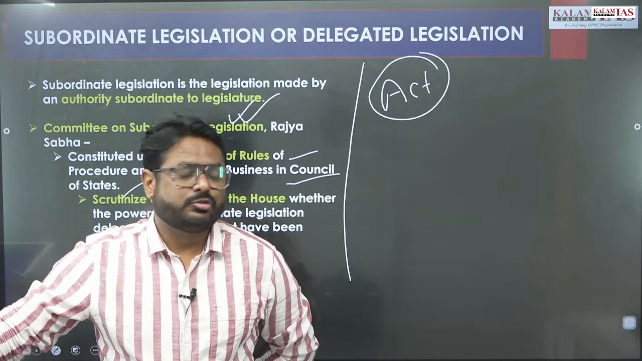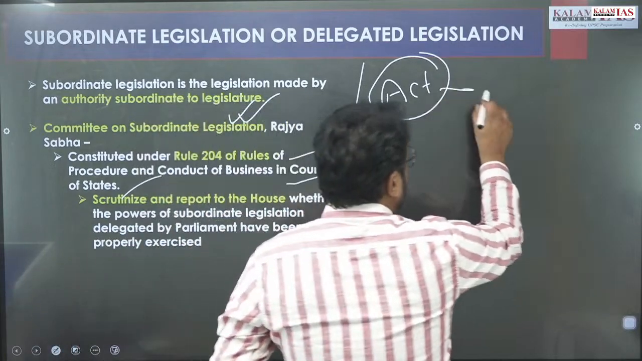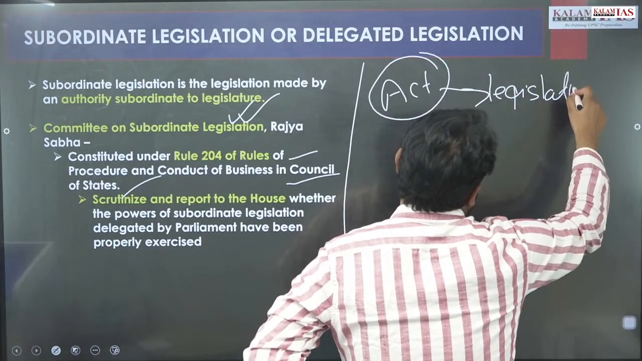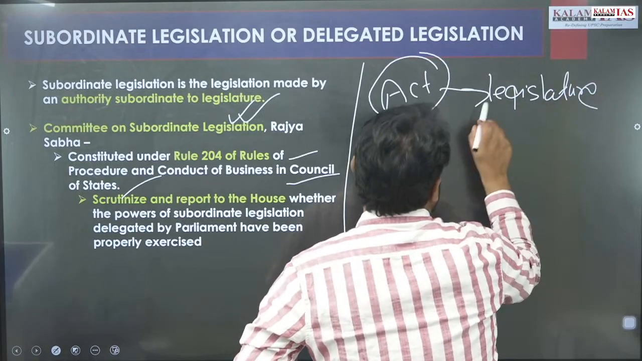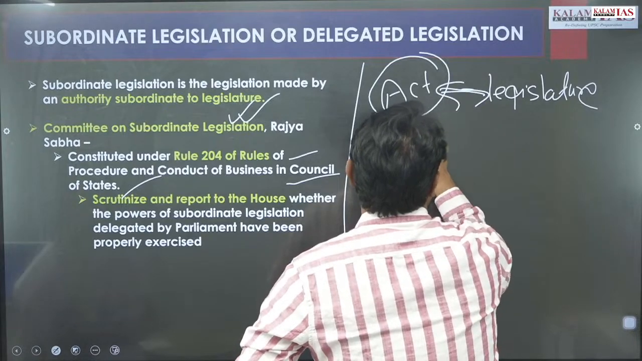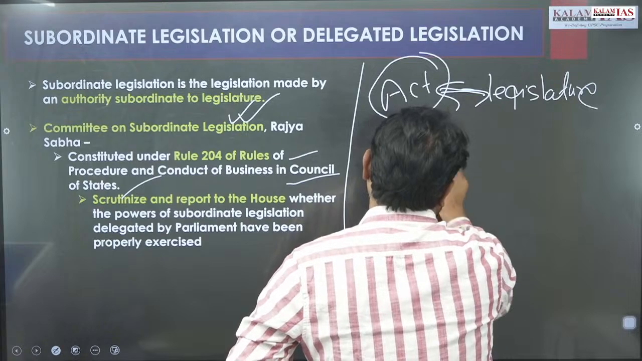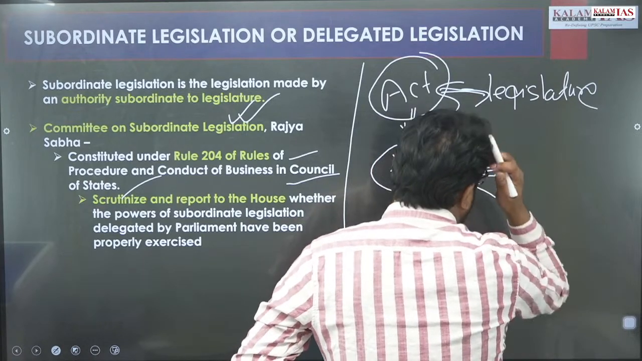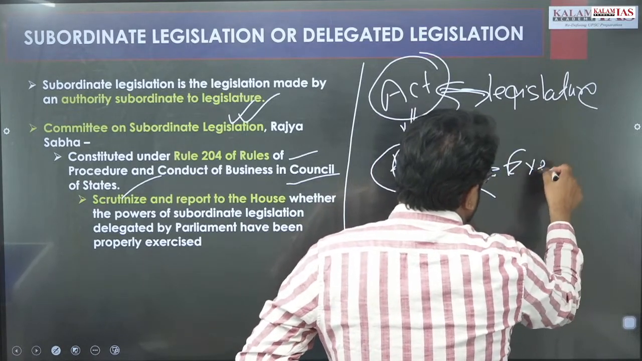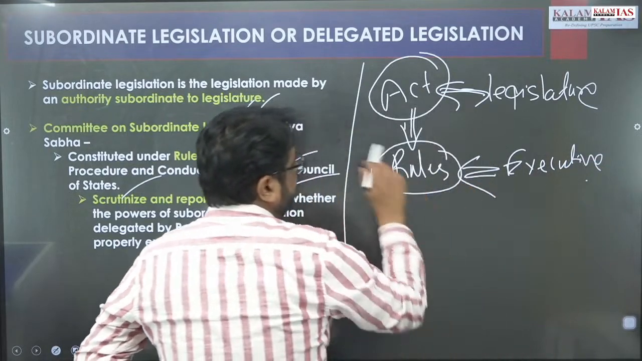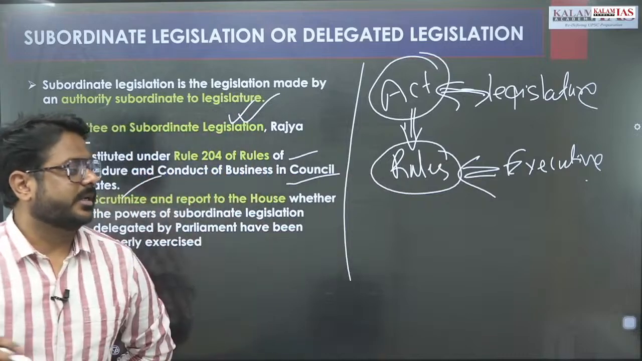Right. So the legislatures, most of the times what happens, legislature makes the act, but इस act का rules will be made by the executive, and this is what, this is subordinate legislation.